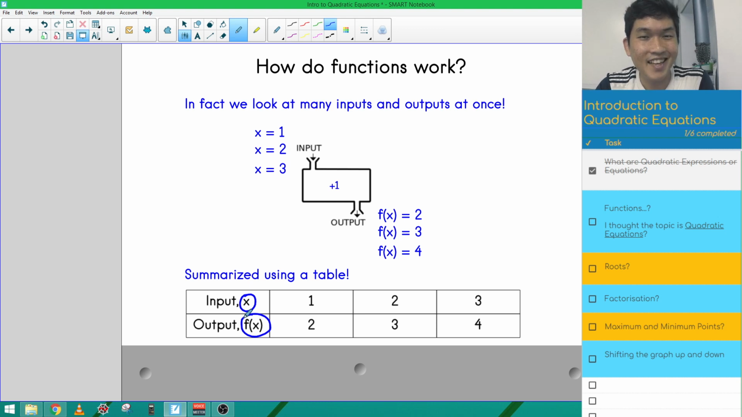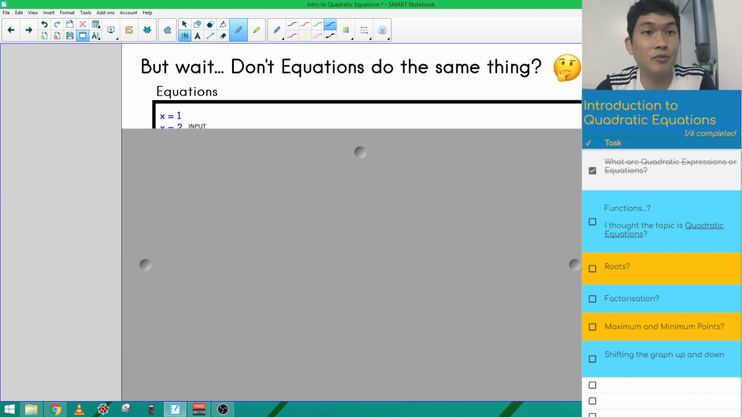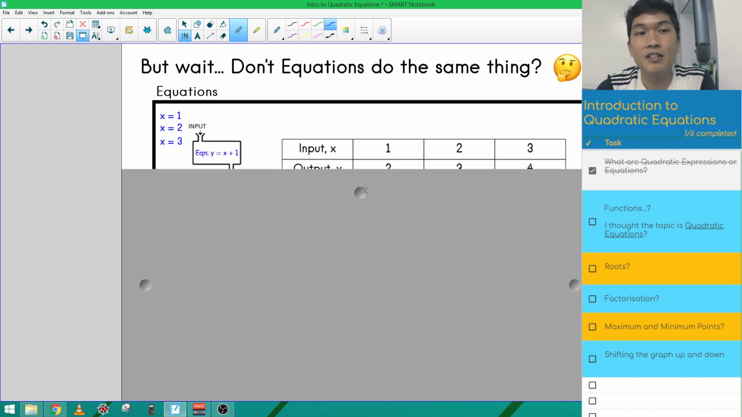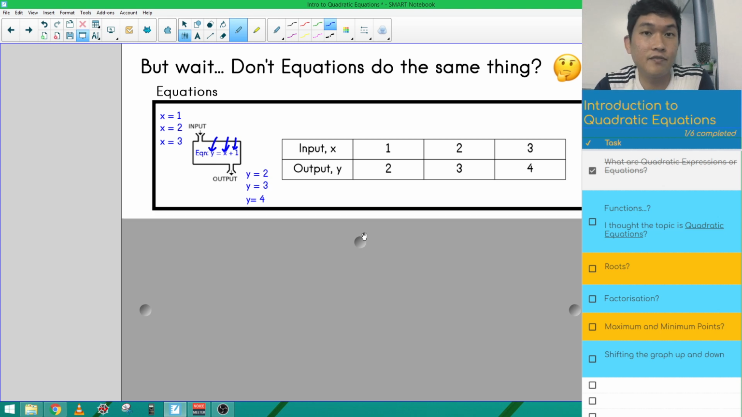All right? And I know most of you are thinking about this right now. Hey, don't equations do the same thing? I don't have to use functions for this, and you are absolutely right. Instead of having a function, I can write an equation and say that y is equal to whatever the input is, I'm going to add 1 to it. And you get exactly the same thing as functions.